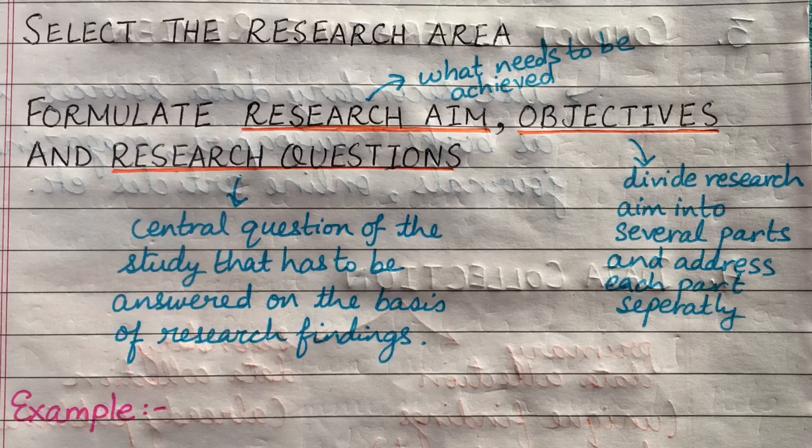And then research objectives. You divide your research aim into several small parts and then address each part separately. Research aim specifies what needs to be studied, and research objectives comprise a number of steps which address how the research aim will be achieved. So objectives is basically dividing your research aim into several parts and then addressing those parts separately.